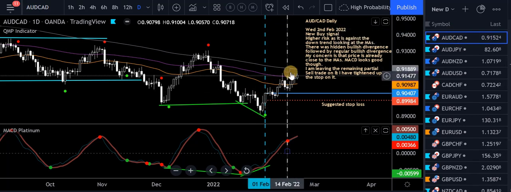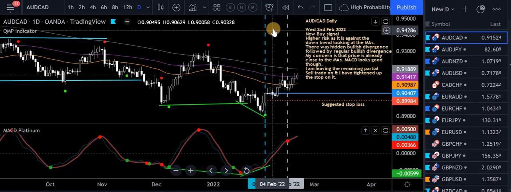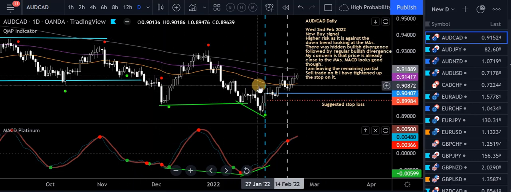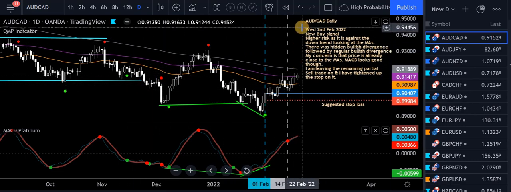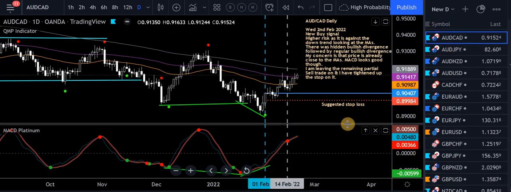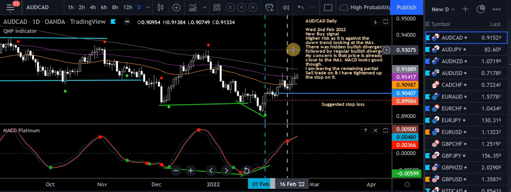All right, let's run through the pairs. AusCAD, we're in a buy here. Generally, my notes refer to the latest trade, as I may have multiple trades on. The latest trade's normally on the right somewhere, and older trades are on the left. I'll have the pair, the date, what the signal was, and my thoughts about the trade and what I'm doing. You can read that, pause the video. I'll go through it in alphabetical order. You can fast forward to the pairs you want to check out.